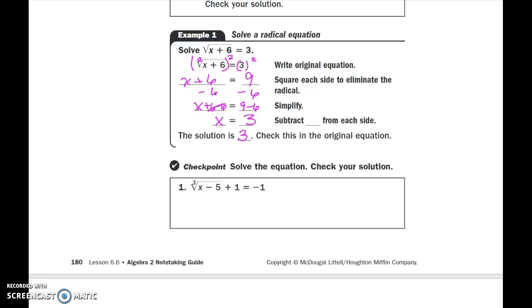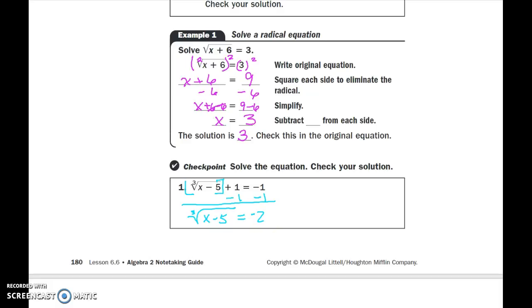Okay, so coming back together then, my first step is I want to get this radical by itself. I want to get that part by itself, so I'm going to subtract 1 from both sides, which gives me the cube root of x minus 5 equals negative 1 minus 1 is negative 2. Be careful with those little computations. Sometimes we mess those up.